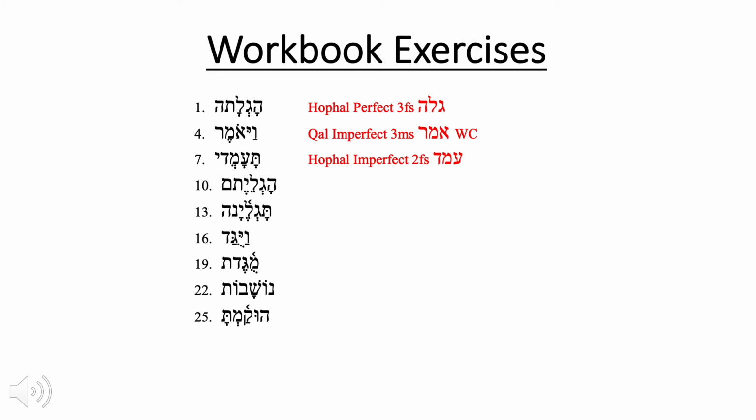We know that number 7 is a hafal imperfect because we have a tav prefix and a yod suffix. Together, those make the 2fs. We know that this is a hafal because we have an O class vowel under the tav. How about number 10? How do we parse number 10?